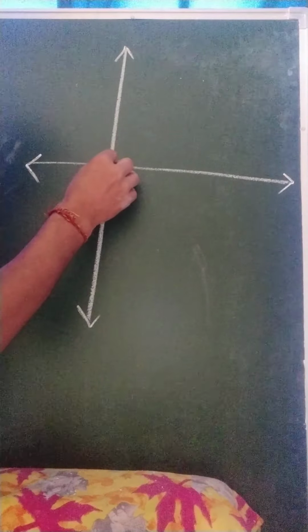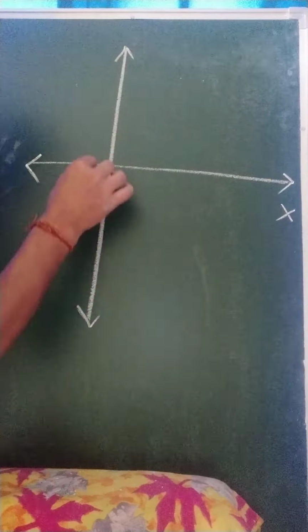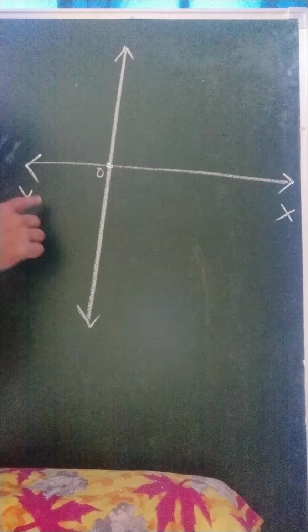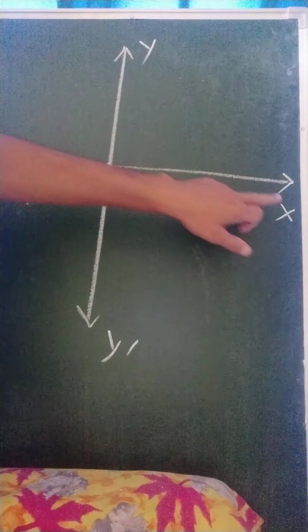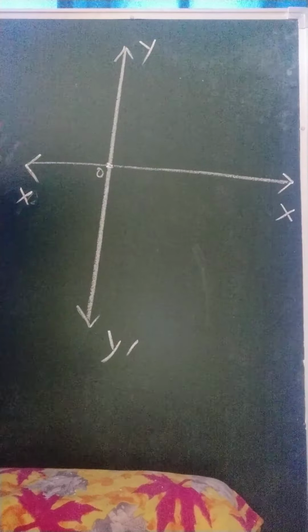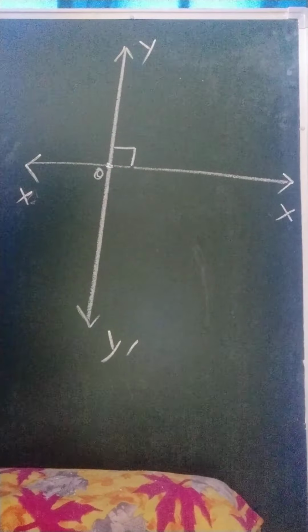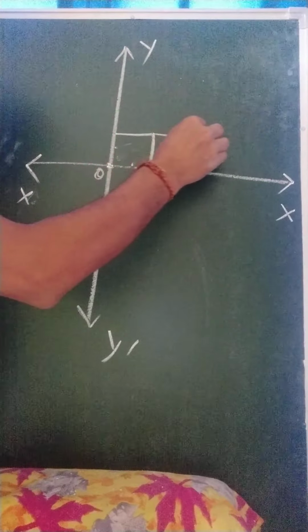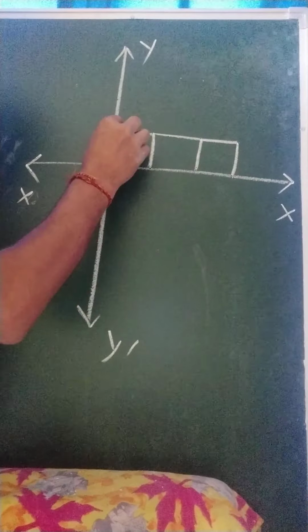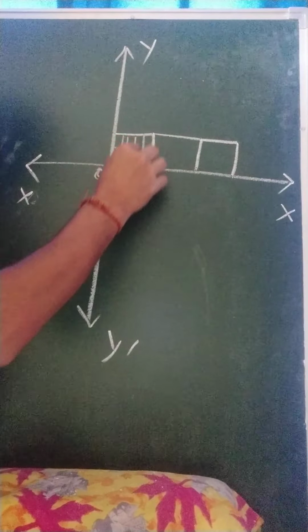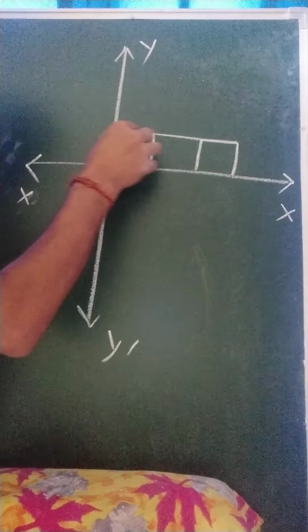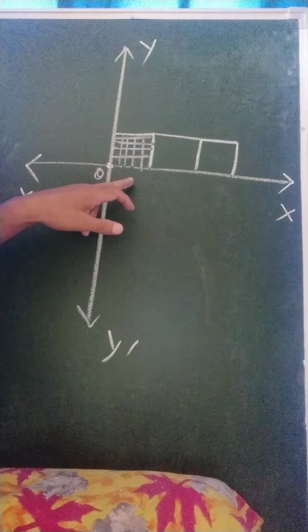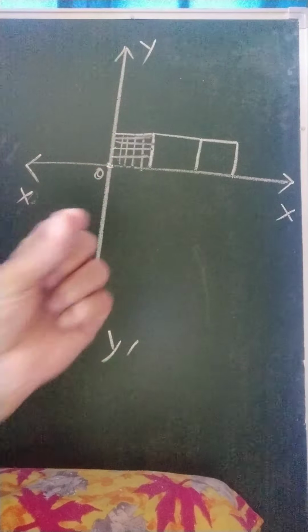Now look at here. The intersection of this x, o, y. That means x, o, x, y, o, y. The intersection of this x-axis and y-axis perpendicularly at 90 degrees is called the origin. That means from here we will start. Now students, you might see in your graph paper these types of boxes, where 1, 2, 3, 4, 5, 1, 2, 3, 4, 5. These types of 5 small minute boxes are there.